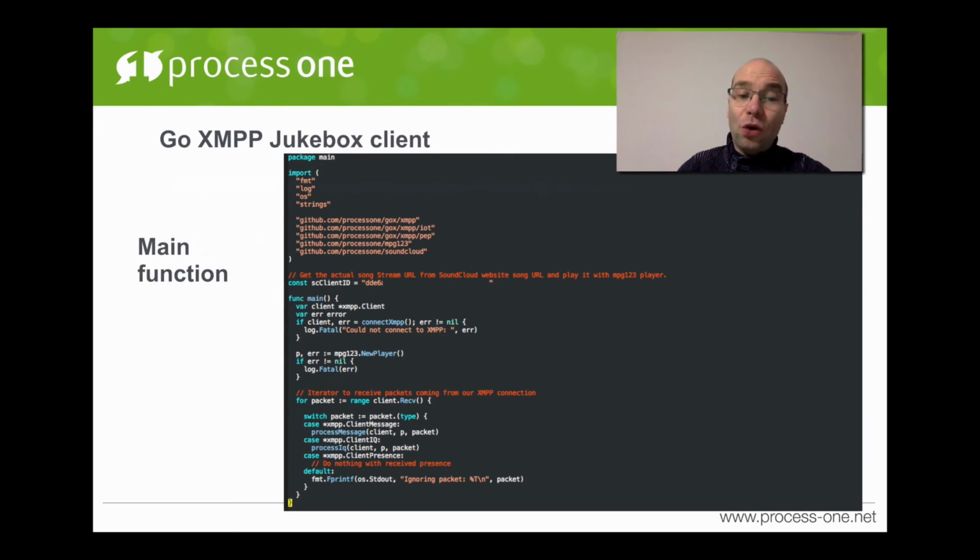And then you have the for loop. The for loop is basically iterating on the client receive channel, and for each XMPP packet structure you receive on that channel, you can decide what you want to do in your program. So if you receive a message, you go to the process message function. Process IQ, you do the same, and we don't expect to do anything with presence at the moment.